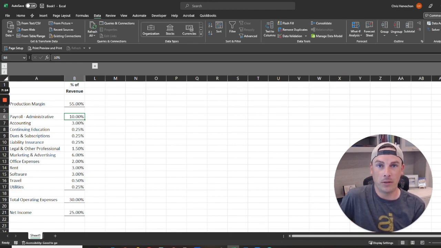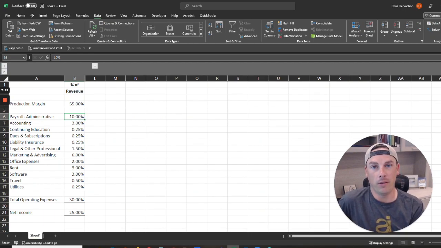Now again, your agency is going to be a little bit different. It's going to operate a little bit different, but at least this gives a good guidepost as far as how you can get to being a very profitable agency and the things that you should track in order to get there.